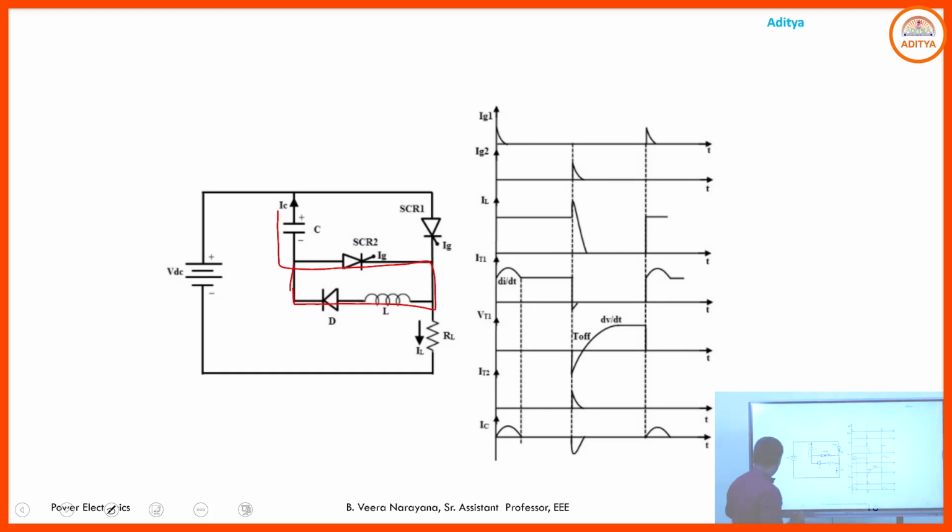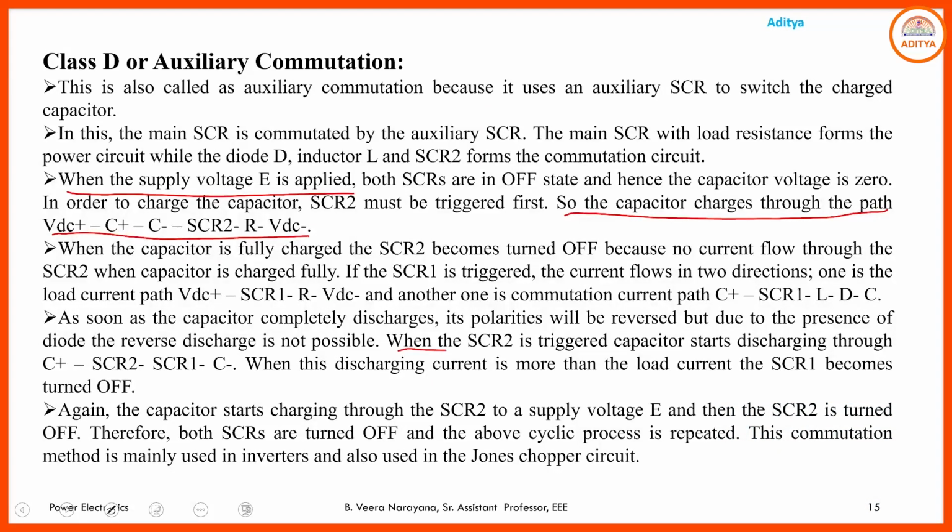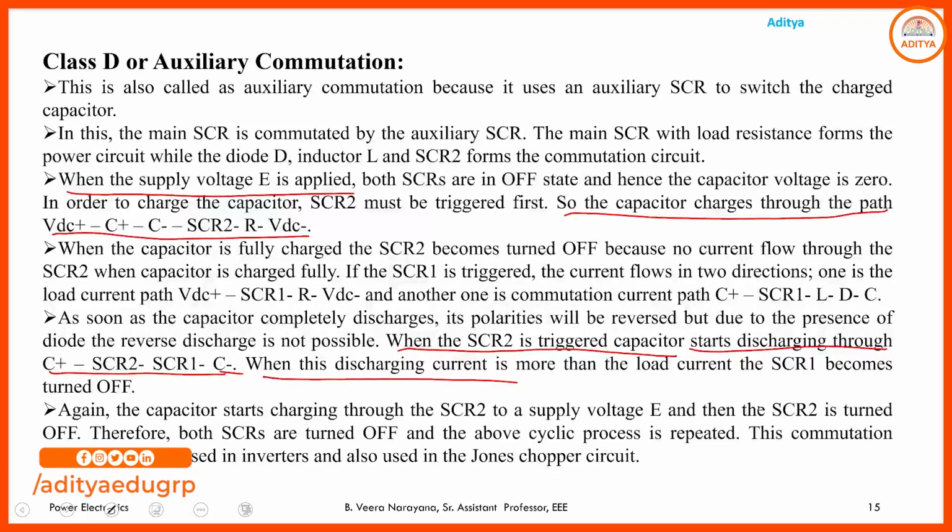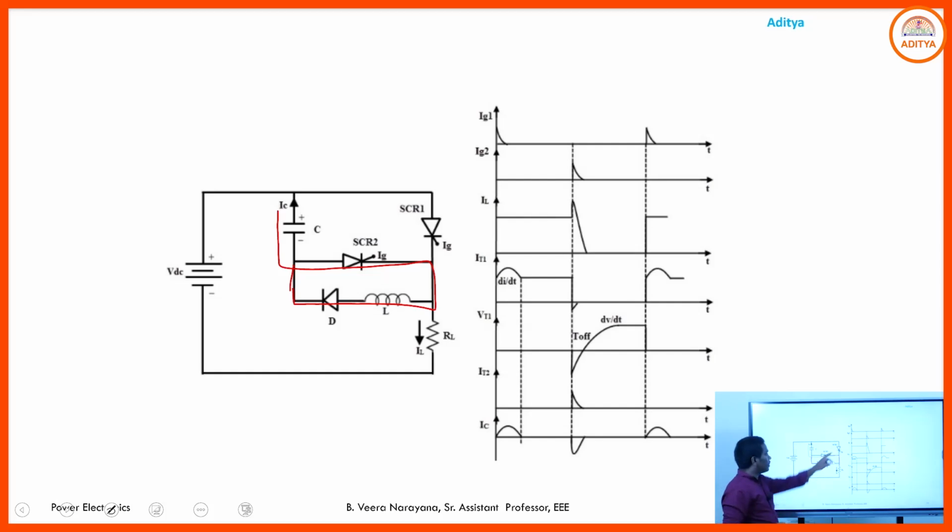Here when the SCR2 is triggered, the capacitor starts discharging through C plus, SCR2, SCR1. So when this discharging current is more than the load current, then SCR1 becomes off. So here in class D commutation, this main SCR is commutated by using this external circuit, the external capacitor and the auxiliary SCR2. This type of commutation technique is called class D commutation or auxiliary commutation.